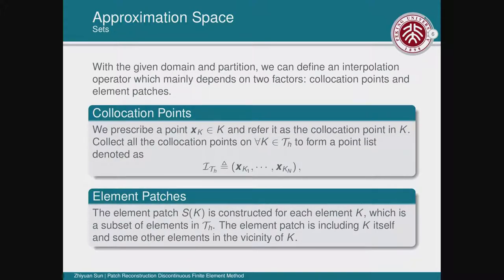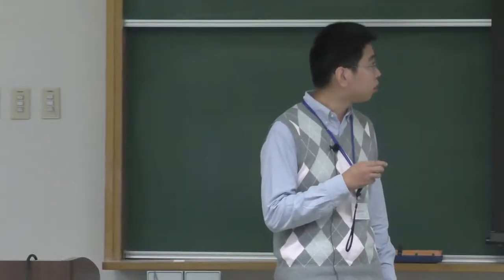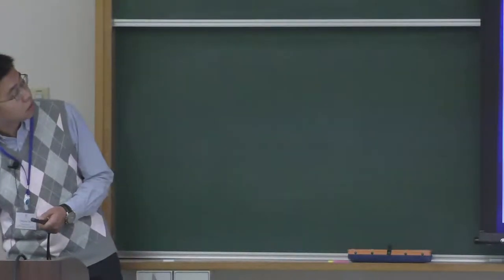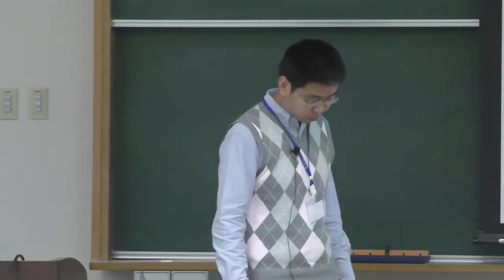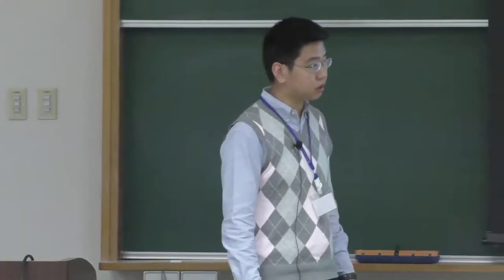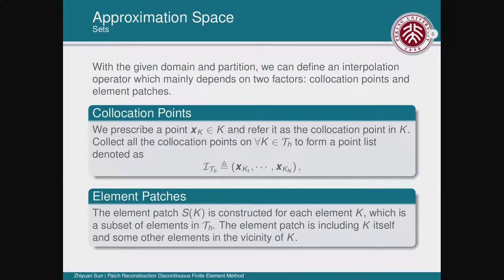Our interpolation is basically based on two factors, the collocation point and the element patch. For every element, we pick up one point in the element, usually the barycenter, but it can be more flexible in practice. So for every element, we pick up one point, and we get a set of N points. And for every element, we pick up some elements around this element to constitute an element patch.